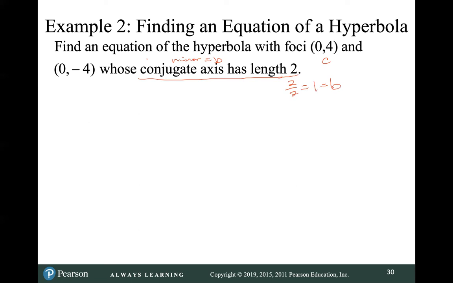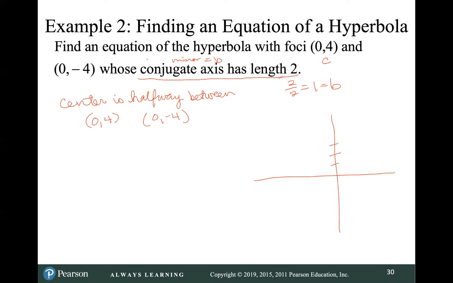Okay, I also know that my center has to be halfway between my two foci. Center is halfway between (0, 4) and (0, -4). So if I graph this, (0, 4), (0, -4), halfway between that, the center is (0, 0).